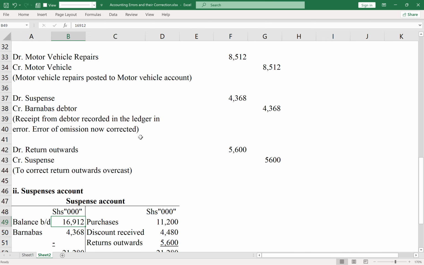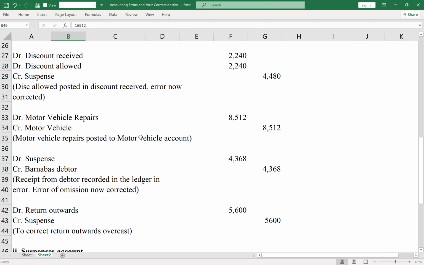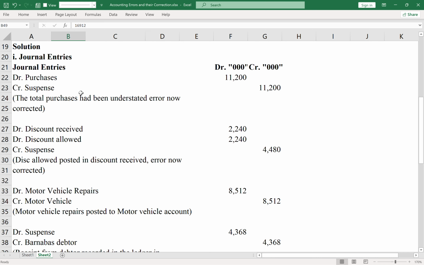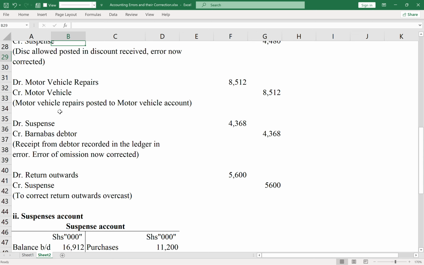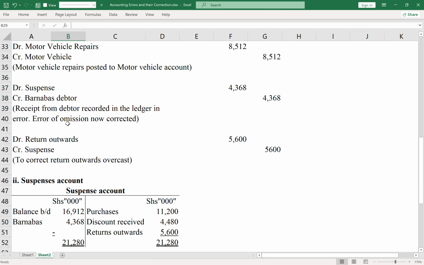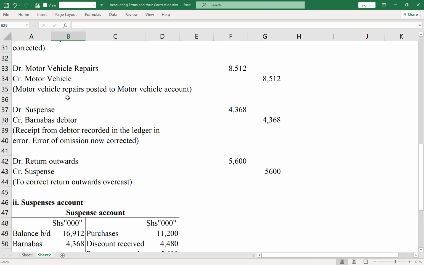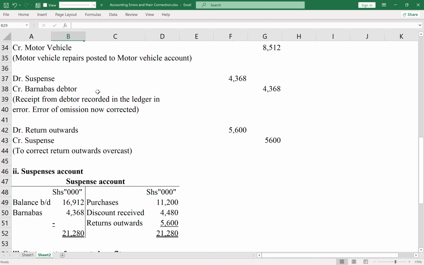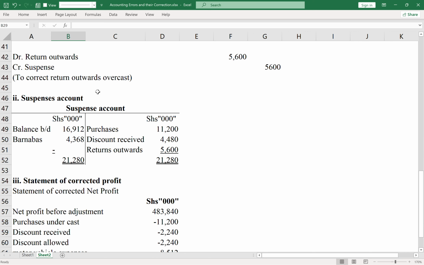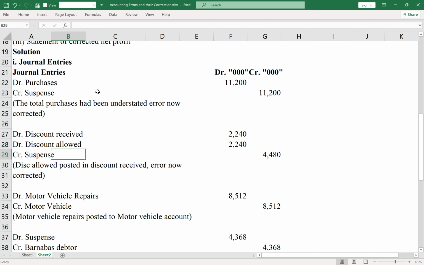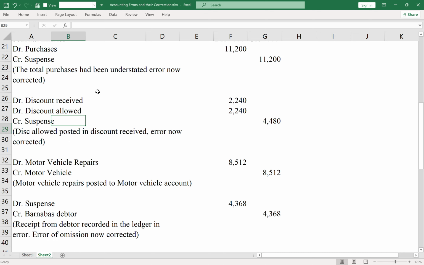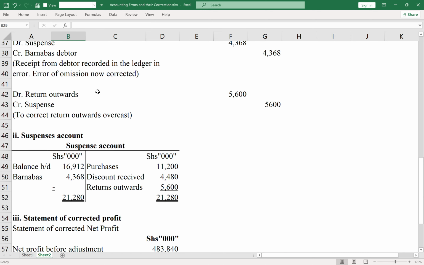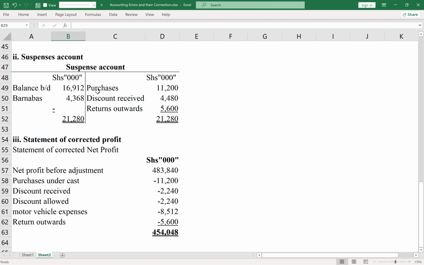So if you want to understand this, you look where the suspense accounts are. All of them you have to show in the suspense account. That's why we are not showing the motor vehicles. And then we were told to prepare a statement of corrected net profit. So that is the last thing that we are going to do. We have to show the statement of corrected net profit.